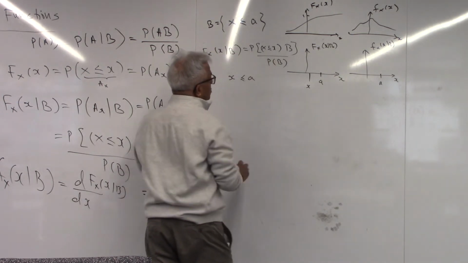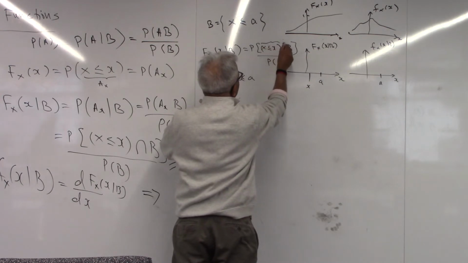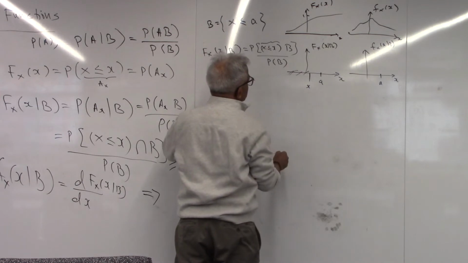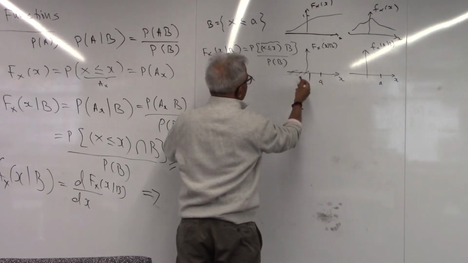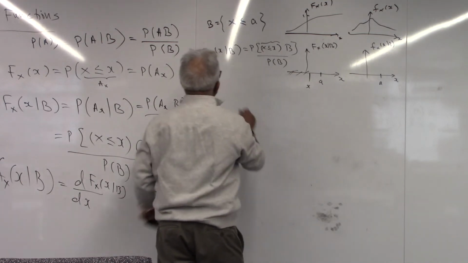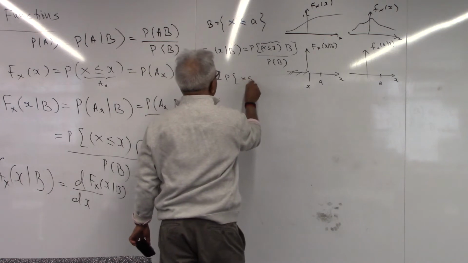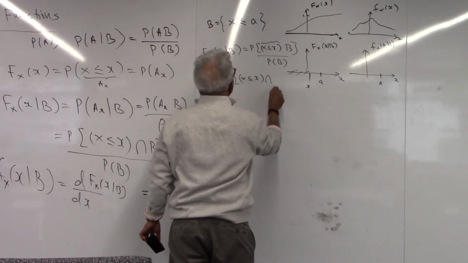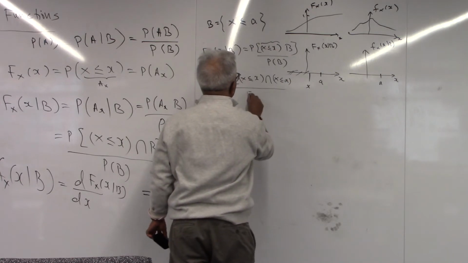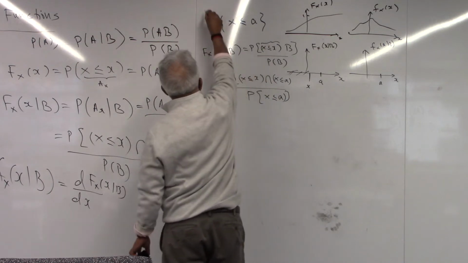Then notice, in this you have two events, or two sets here: X less than or equal to x, which is the probability of something that gets mapped here, intersection with B. Let me also substitute for B. So this now reads the probability of X less than or equal to x intersection with X less than or equal to A, over the probability of X less than or equal to A, because B is given to be X less than or equal to A.